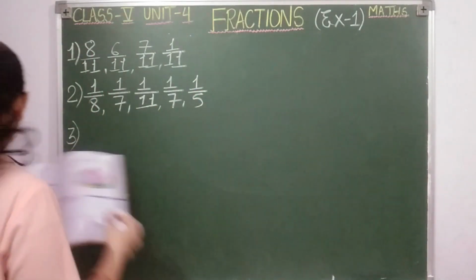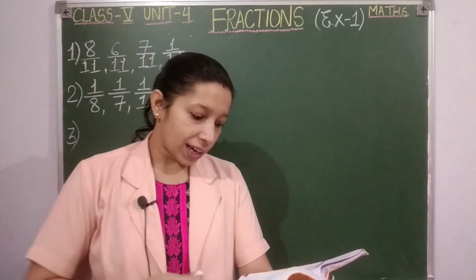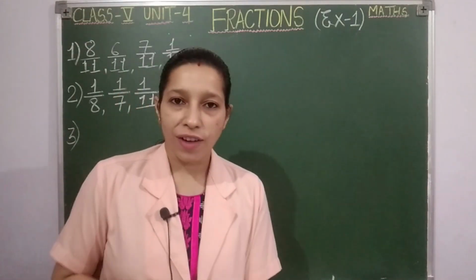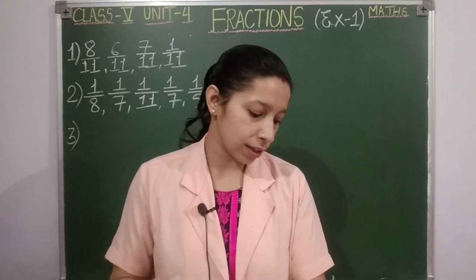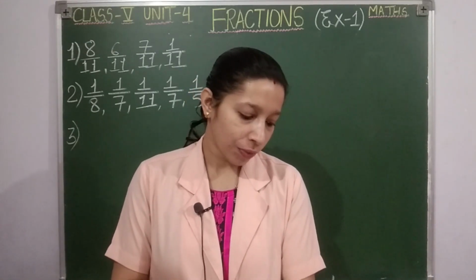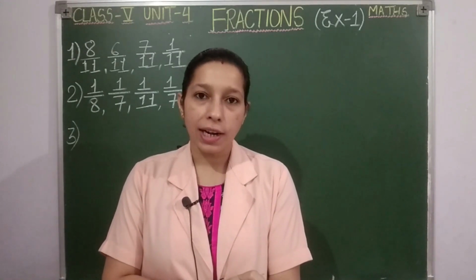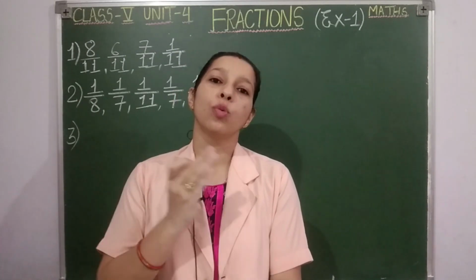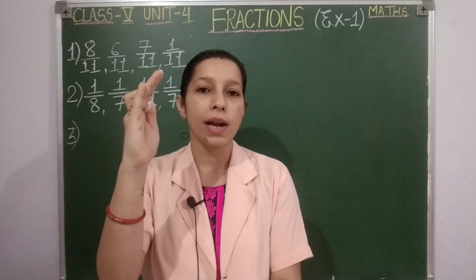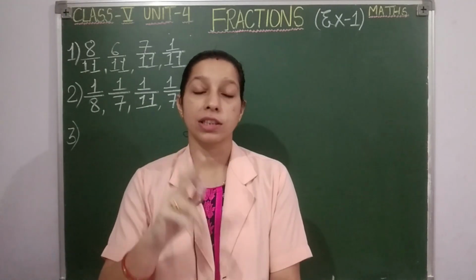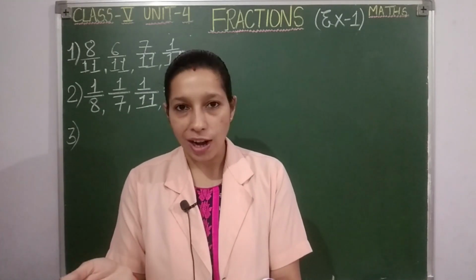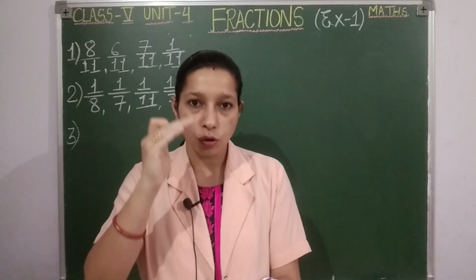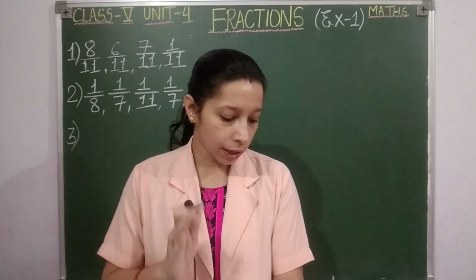Okay, third one. Circle the proper fractions in the following. So students, proper fractions means such fractions whose numerator is less than the denominator. So here search for such fractions. 8 by 3. Is the numerator less than the denominator? No. Here the numerator is greater. So where the numerator is greater than the denominator, such fraction is known as improper fraction. But we have come here to find proper fractions, means where the numerator should be less than the denominator.